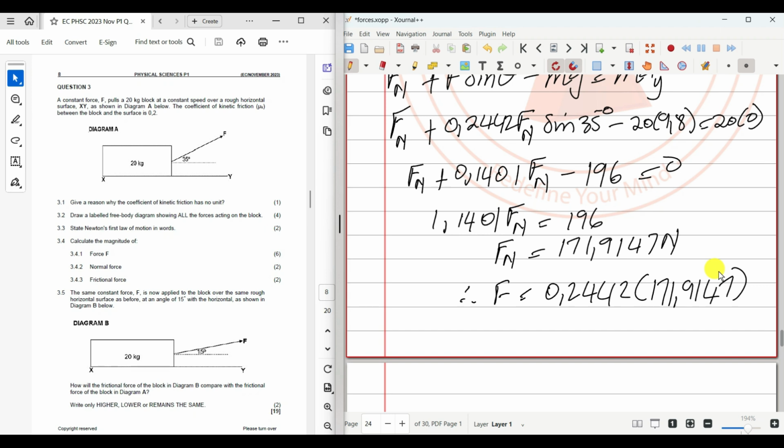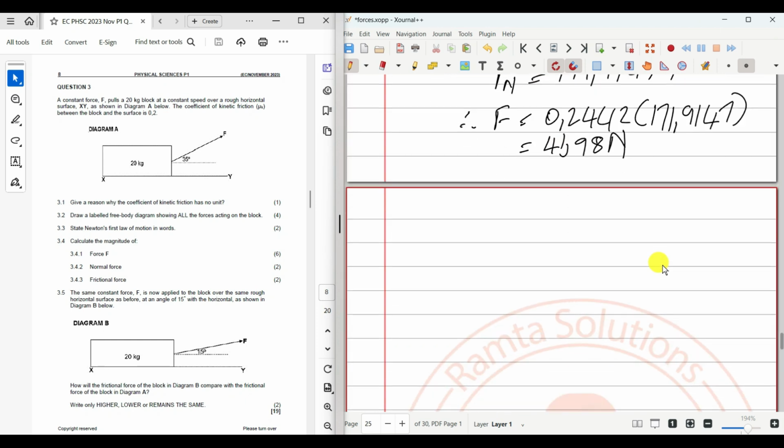171.9147. What is this? So it tells us that our F is 41.98 newtons. Okay, 41.98 newtons. That is force F. Happy? Perfect.